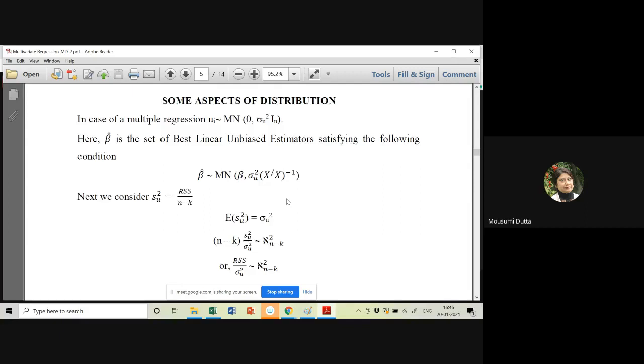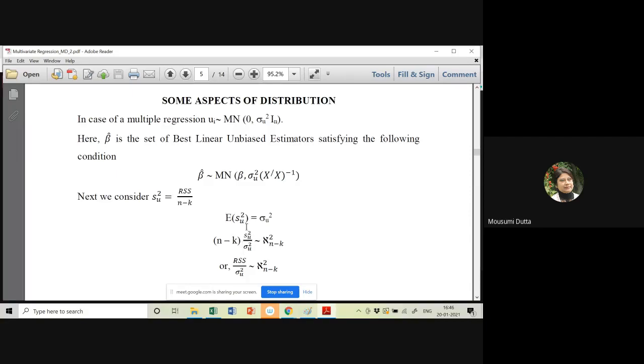Now, as you know, under most circumstances, sigma u square will remain unknown. So we will use the unbiased estimator for sigma u square, given by SU square equal to RSS by n minus k. So expectation of SU square is equal to sigma u square. Already we did all these parts, the derivation of the estimator of sigma u square, so we don't need to repeat it. We will only discuss the distributional aspects.